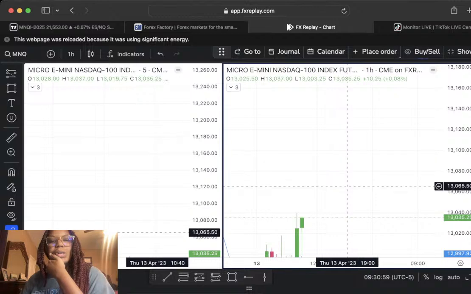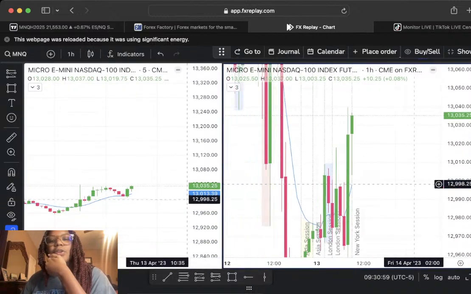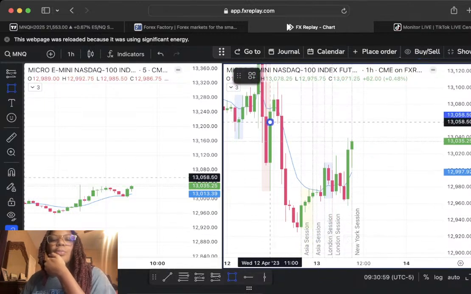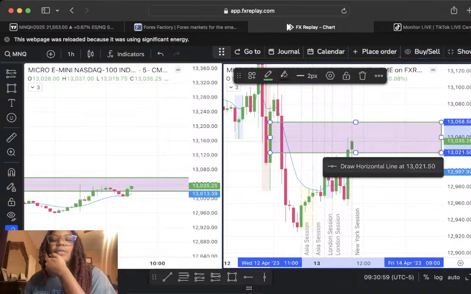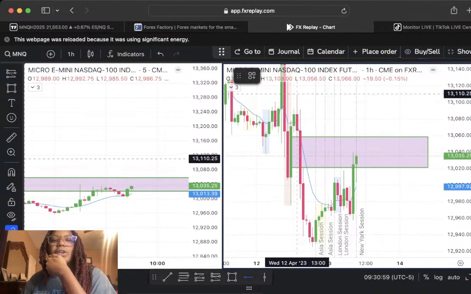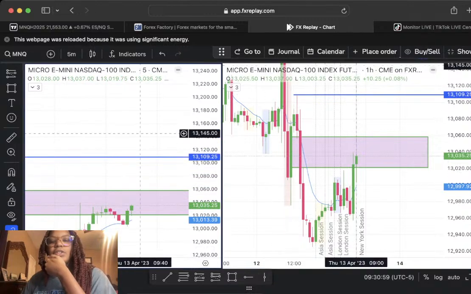All right, next New York session. All right, so on the 1 hour here, we do have a fair value gap. So maybe we are reversing out of here. If we don't, we're going to this high here. So let's see what our 5-minute gives us.